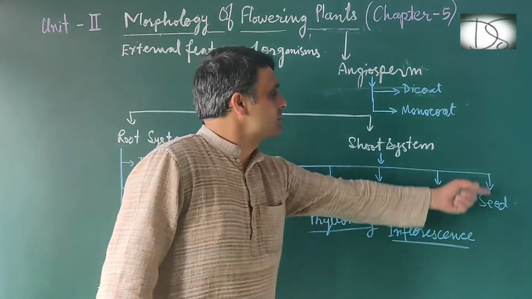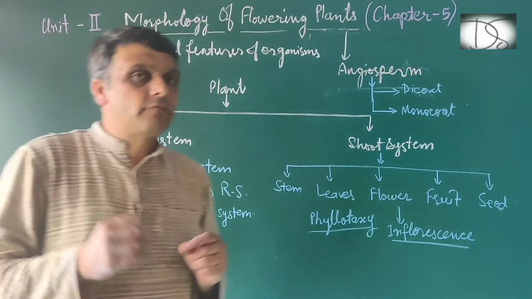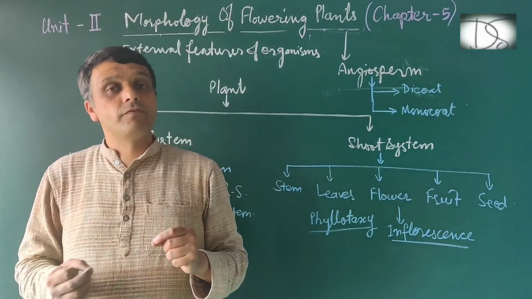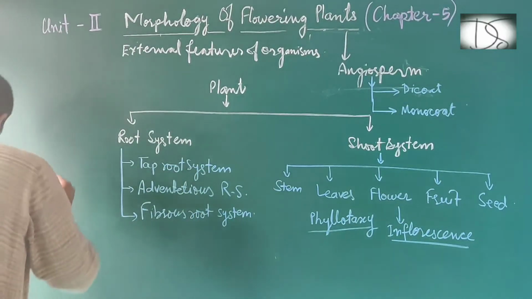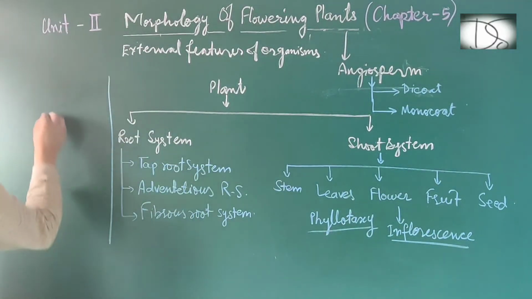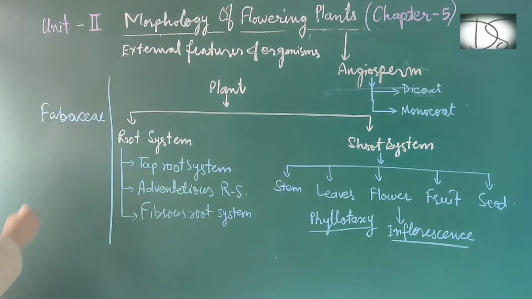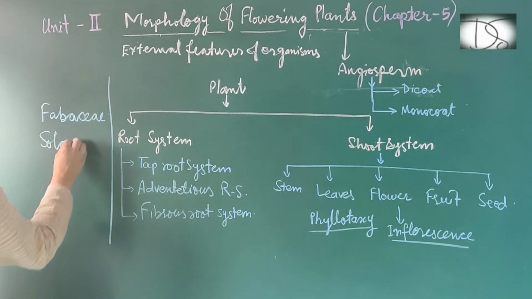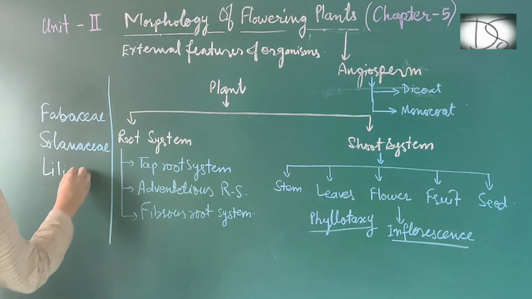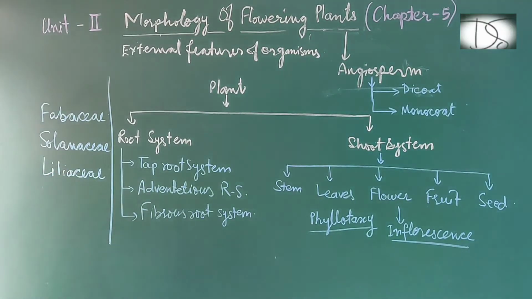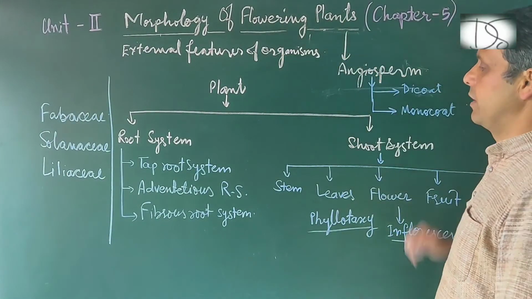Along with discussing all these things, we shall be talking about the three representative families of angiosperms which are given in your NCERT textbooks. These are, I shall write it over here, family Fabaceae, family Solanaceae, and family Liliaceae. So this is all we shall be discussing under this heading, morphology of flowering plants.